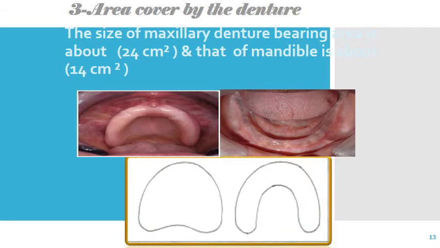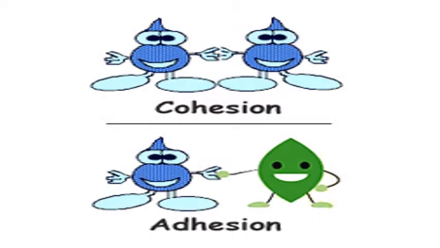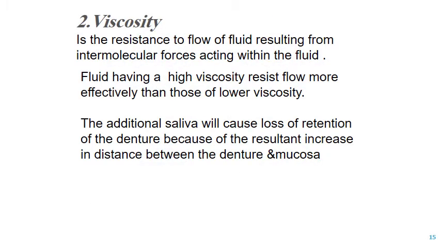Area covered by the denture. The size of the maxillary denture bearing area is about 24 square centimeters, and that of the mandible is about 14 square centimeters. Here is the picture which represents cohesion, which is the interaction between like molecules, while adhesion is the interaction between unlike molecules. Viscosity is the resistance to flow of a fluid resulting from intermolecular forces acting within the fluid. So a fluid having a high viscosity resists flow more effectively than one of low viscosity.